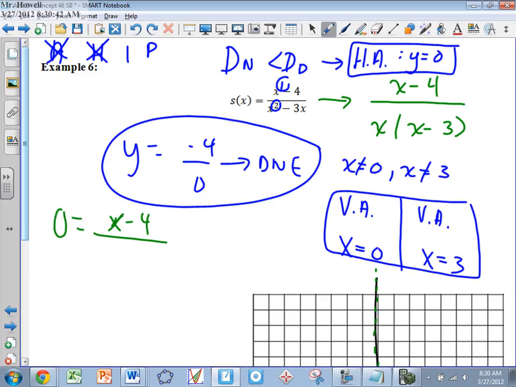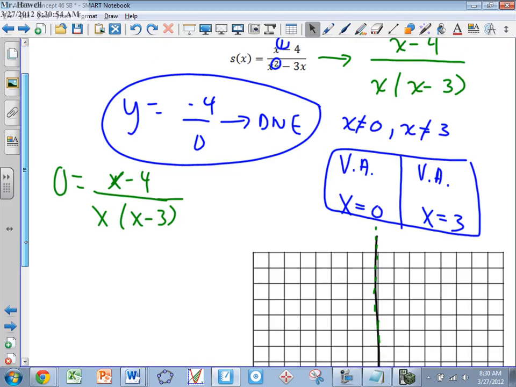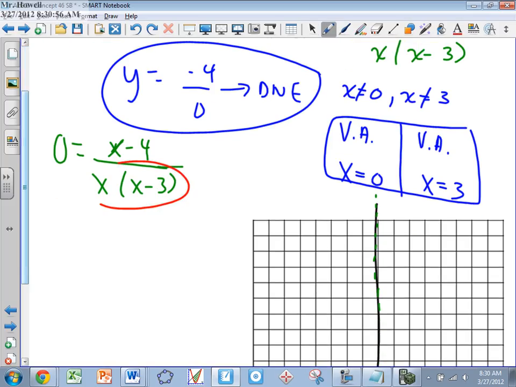What do I have with the denominator? What does the denominator do for me here? Nothing. Why? Because it multiplies up to 0, remember. If you want to solve for x here, you would normally multiply this up, move it on up, but then it becomes 0, and you're left with just 0 equals x minus 4. So x equals 4 is your x-intercept, or (4, 0).